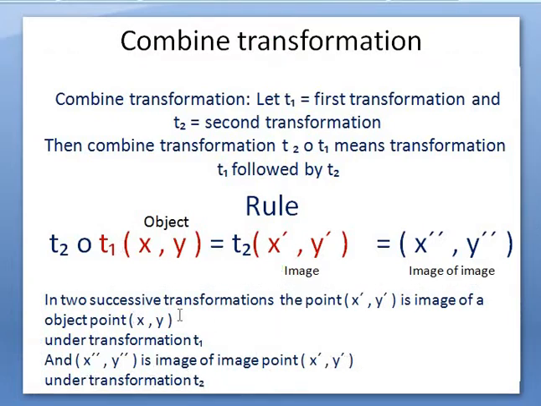So in this way, first we find the image under the first transformation, and then the image so obtained is again transformed by another transformation to get the final image. So it is a rule to find the image of a single point. You have to find it for two or more points.